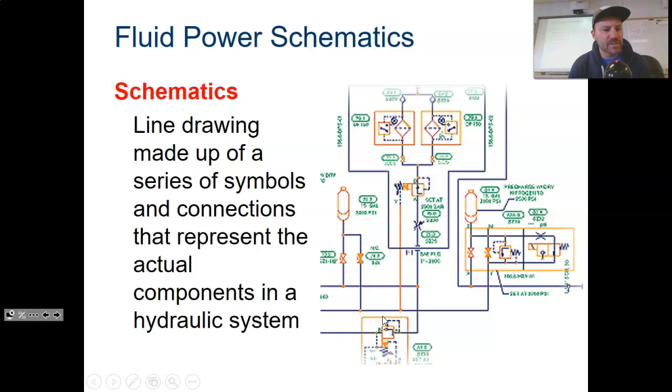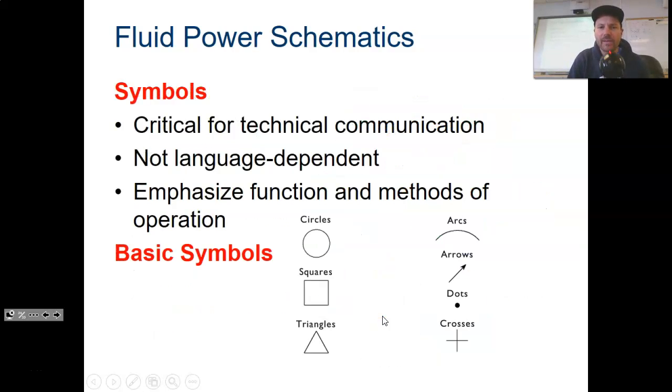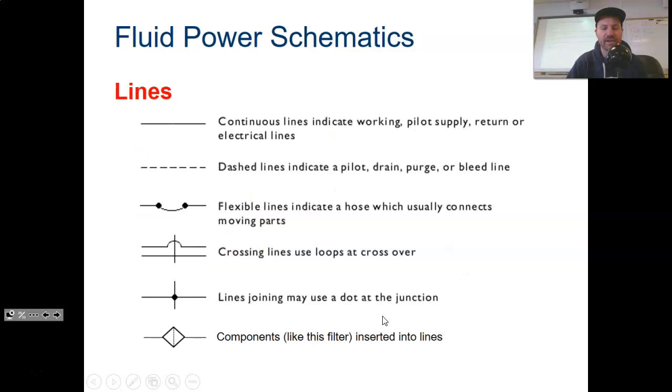We get into some schematics here. I gave you a little introduction to that in part 1, but we'll get into more of it right now. The symbols. Basic symbols: circles, squares, arcs, dots, crosses, triangles.